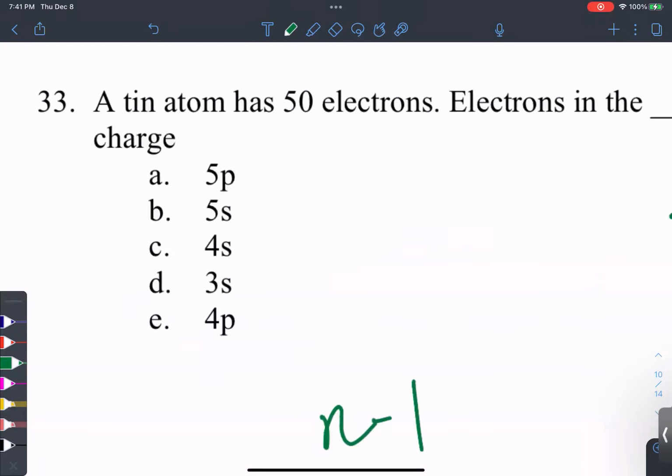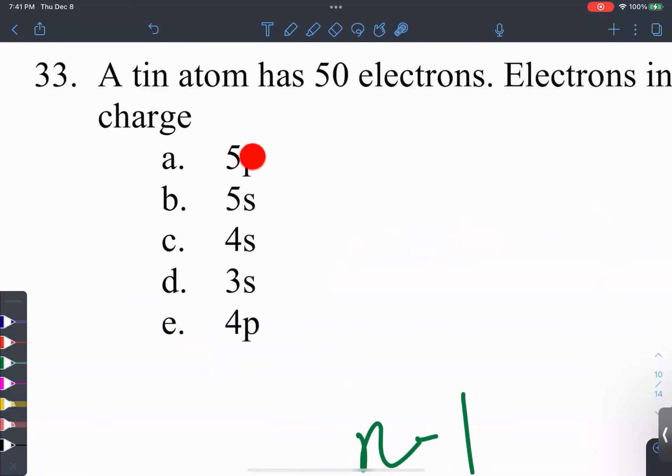All right. So when we look at a 5p electron, we count all of the electrons at n equals 1 all the way to n equals 4. If we're a 5s electron, what electrons are shielding us? All of the electrons in n equals 1 until 4. What about a 4s? 1 till 3. 3s, 1 until 2. 4p, 1 until 3.